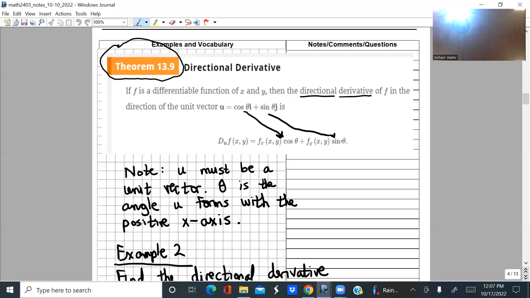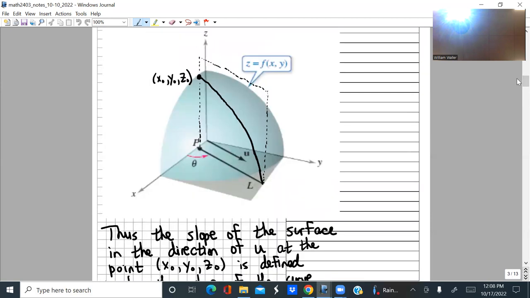By the way, let's check this for a moment. If you want the slope in the direction of the x-axis, all you need is just f sub x, correct? You don't need the other term at all. So does that correspond to this formula? In the direction of the x-axis, what is the vector u? What vector has the same direction as the x-axis? Look at this picture. It's just i. So in the direction of the x-axis, your direction vector is just i, which written out in full form is 1 times i plus 0 times j.